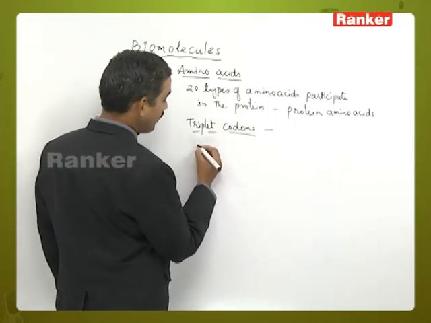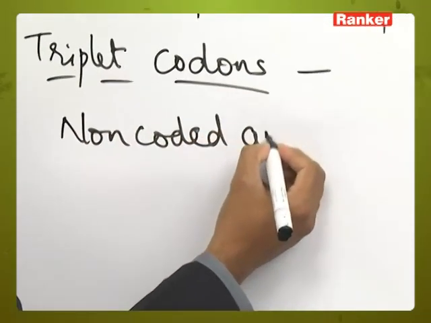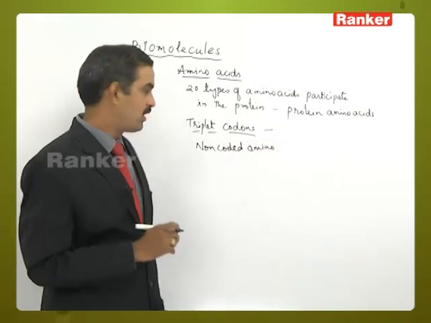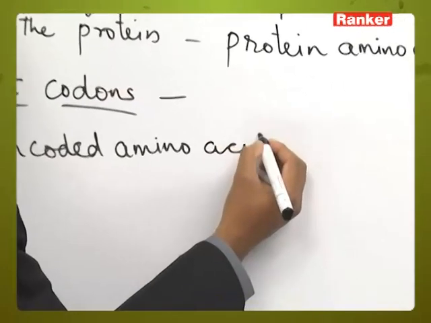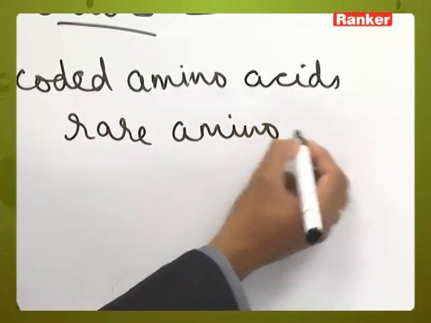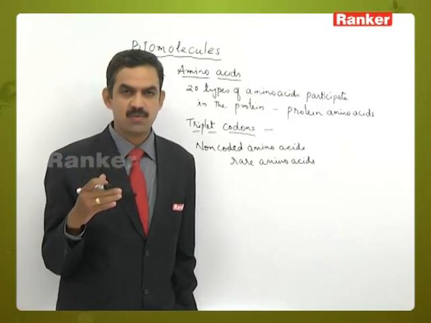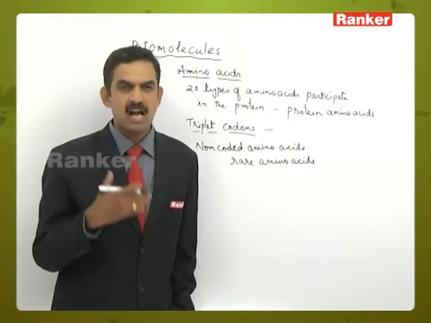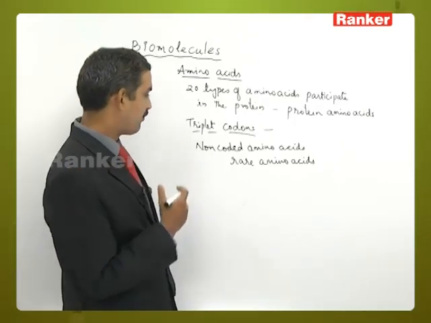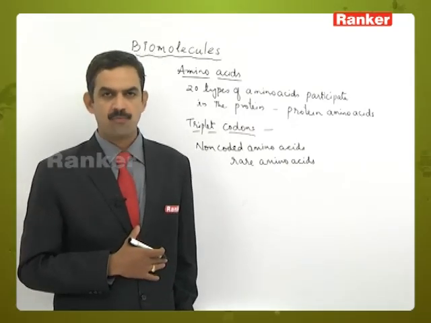Then there are some proteins which have non-coded amino acids, otherwise called rare amino acids. These amino acids undergo some sort of modification and are converted into the normal structures.